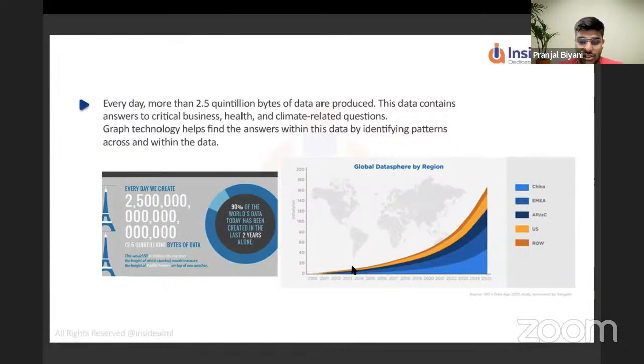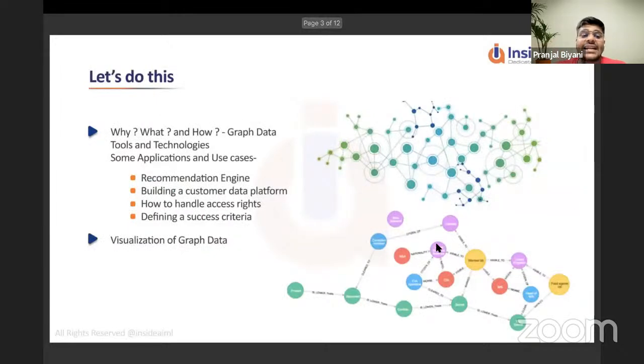If you look at the chart here, the global data sphere by region is increasing in the same way across the world, right? China is not improving because the country restricts its data in a lot of places, but the US and Asia are heavily data-centric markets, and the data is increasing by a huge amount. It's increasing exponentially. When that kind of data is generated, processed, and used for analysis, the problem we see is that traditional relational database management systems do not work that well, okay?